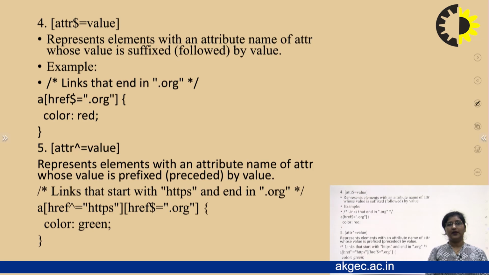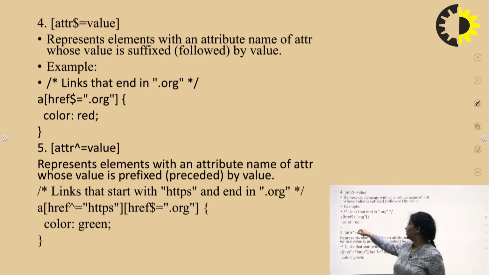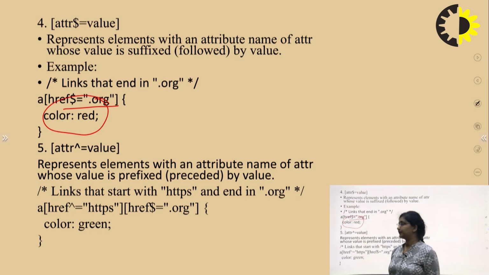Next is the ATTR dollar is equal to value. Instead of star, if I write dollar, what does this dollar represent? This dollar represents the suffix value, like abcexample.com. That means ABC example must be the suffix value for it, like href dollar is equal to .org. So all the links which have .org as the suffix, the color scheme will be red.